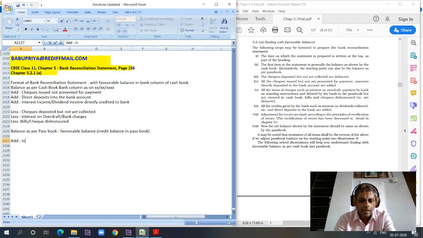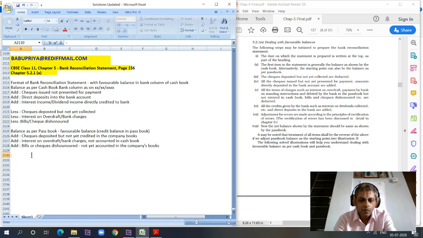Add interest on overdraft or bank charges not accounted in cash book. Add bills or checks dishonored because not yet accounted in the company's books.